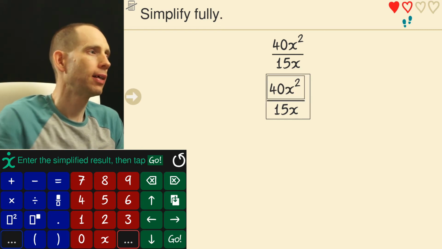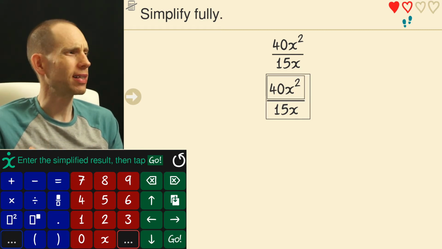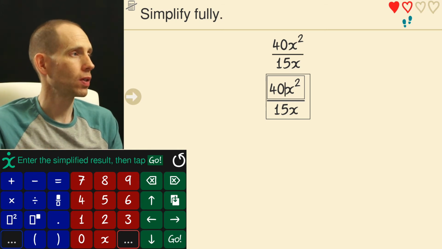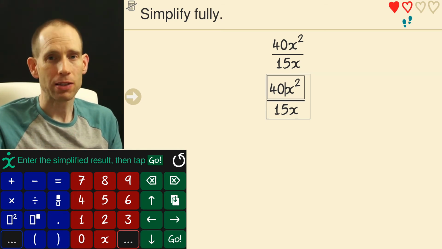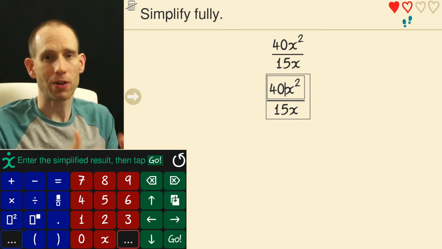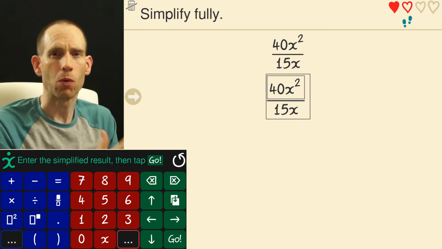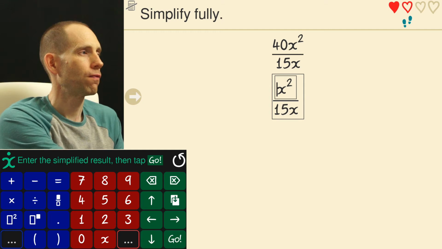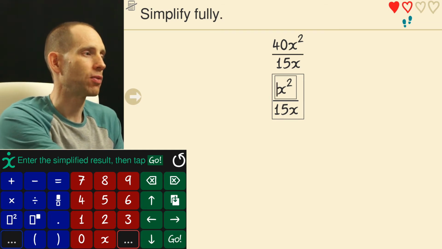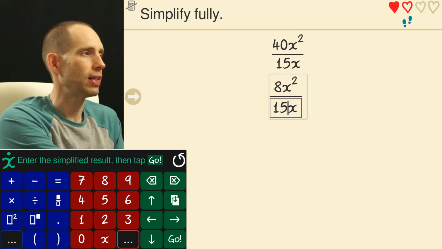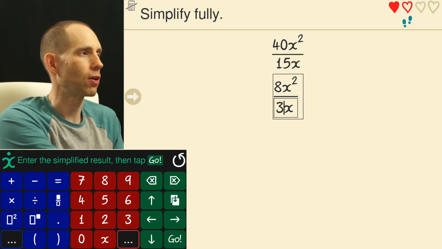So 40 divided by 15. Well, I can see that 5 goes into both of those. So I'm going to take out a factor of 5. So the 5 divided by 5 is giving me 1. And I'm going to think about what would be left. So 40 is 8 times 5. And 15 is 3 times 5.